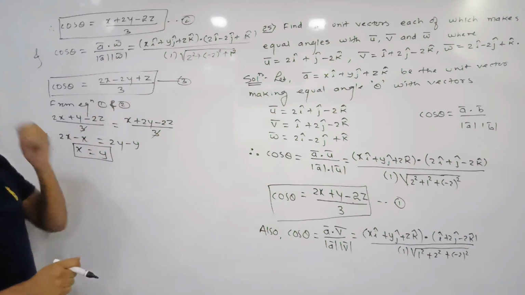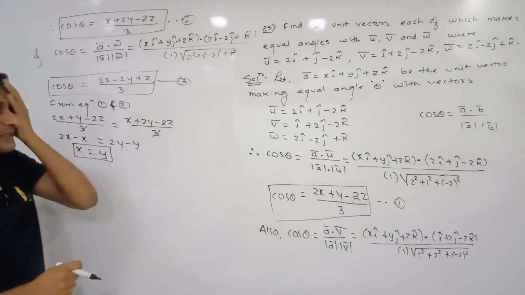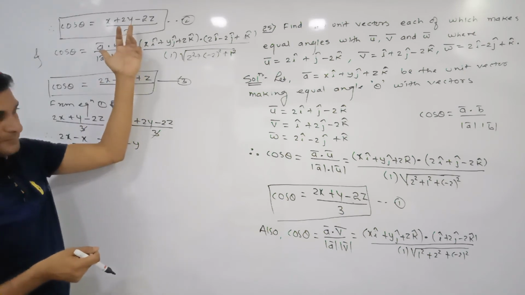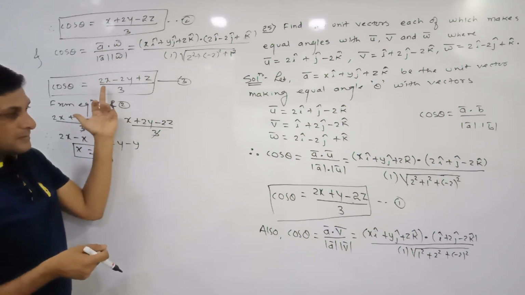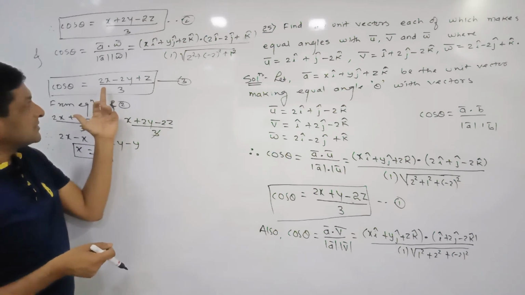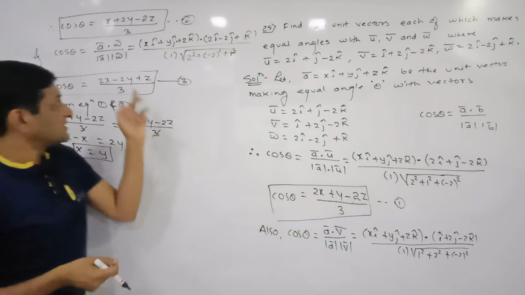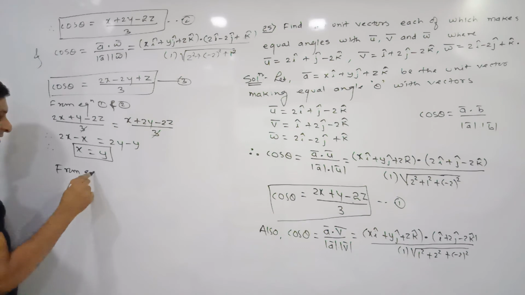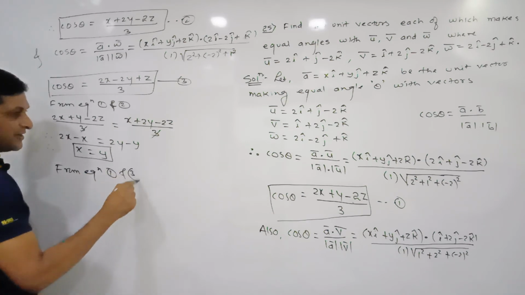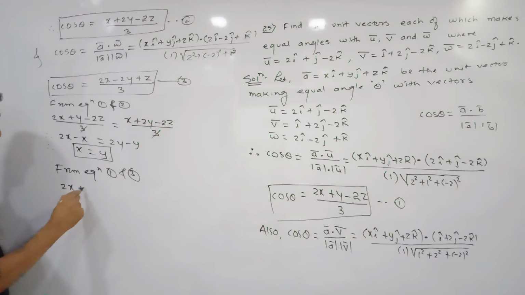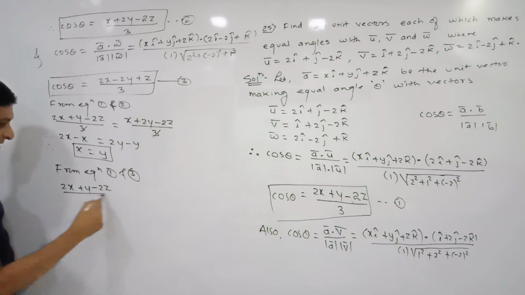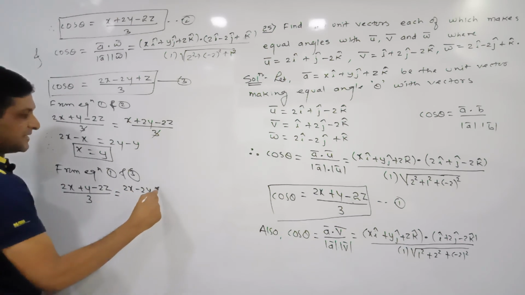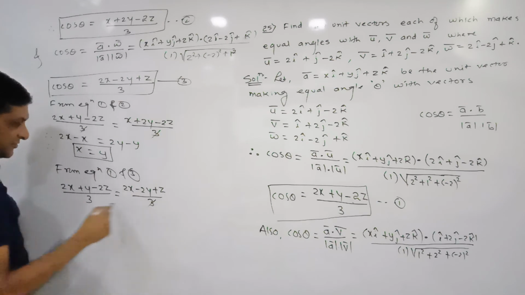Now let us make the use of any other two equations. In a better way, take equation number third and first, so that 2x and 2x will get cancel. So from equation first and third, what is first equation? (2x + y - 2z)/3 is equals to, what we'll get here? (2x - 2y + z)/3. So 3 and 3 will get cancel.